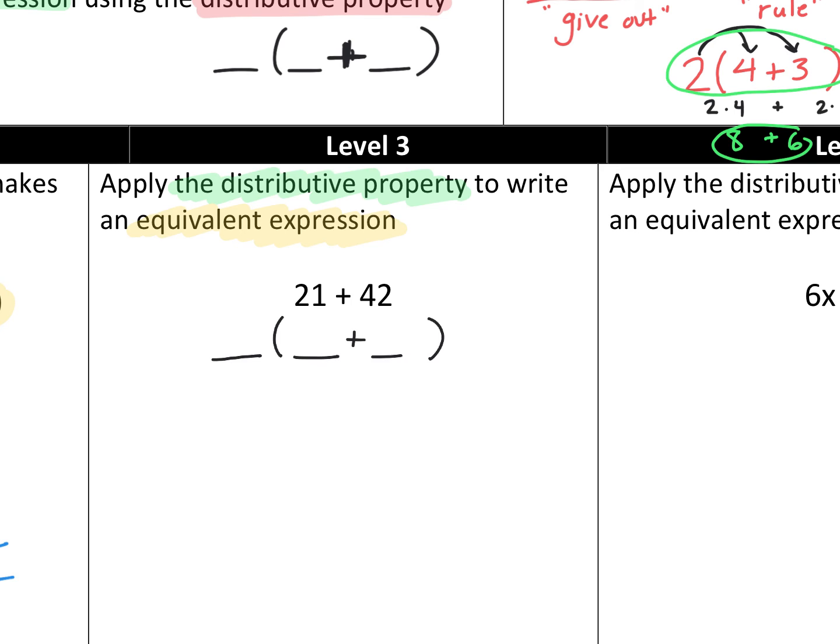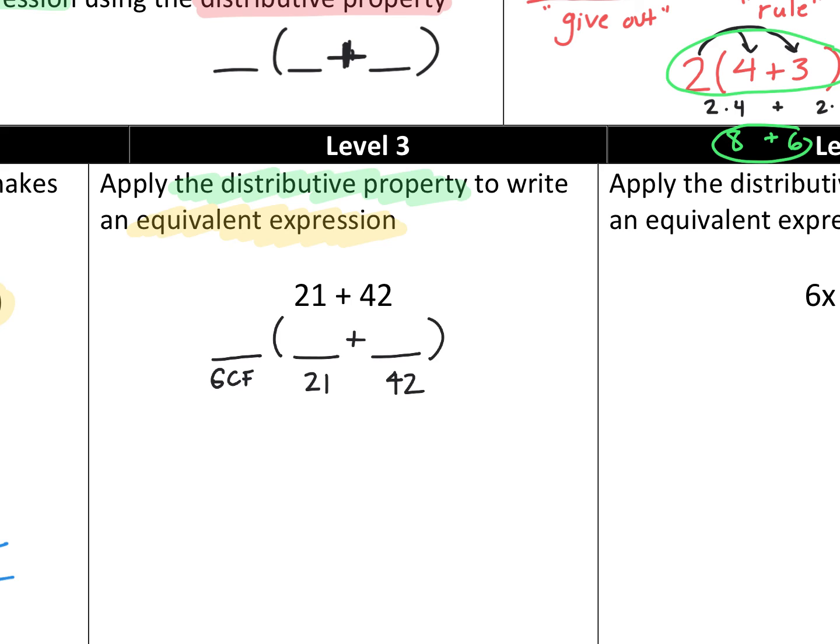I know I need 3 numbers. On the outside is always the GCF, okay? I know that on the inside, once I multiply, I should get 21. And once I multiply over here, I should get 42. I already know that. So let's go backwards. Let's figure out how we're going to do this.